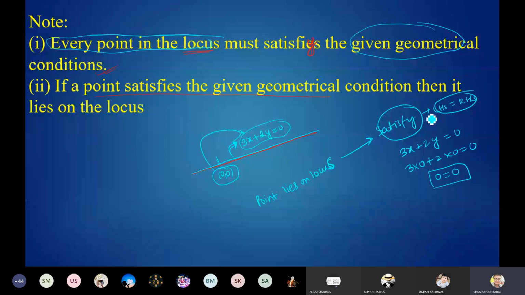Please remember it. This is very important. You need to understand it and remember it also. So if a point lies on the locus, then it must satisfy the equation. The second statement is just the opposite of it, just the converse of it. So if the point satisfies the equation, then it lies on the locus.